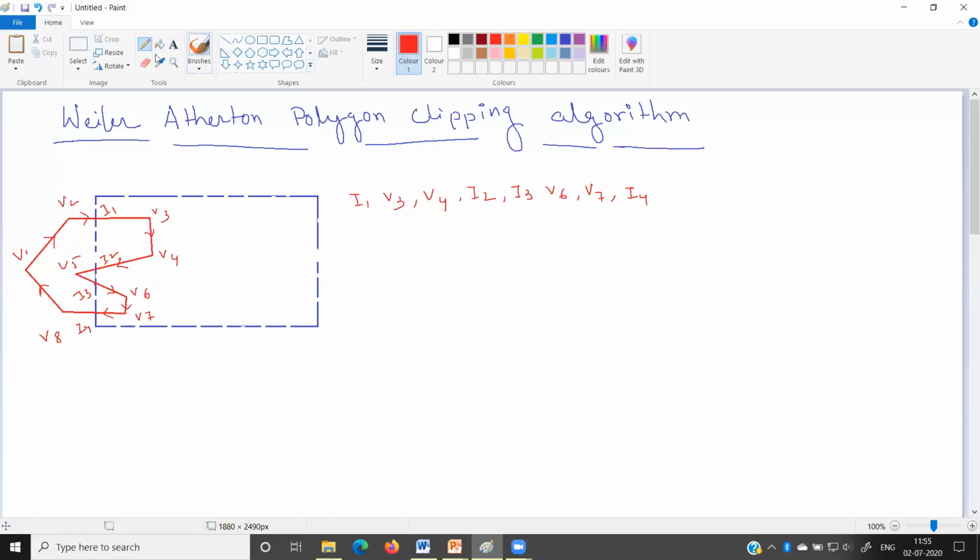So my clipped polygons are like this one. This is my clipped polygon. This is one edge. This is another edge. This is another edge. And here you can see I am getting an edge from I2 to I3. So that means after performing the clipping operation, we get a polygon something like that. So we get a polygon like this one.